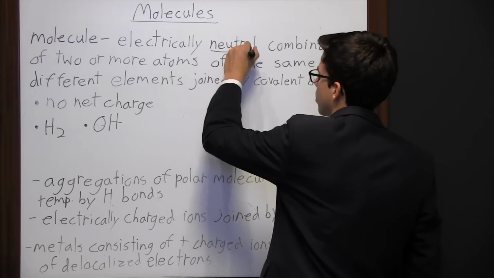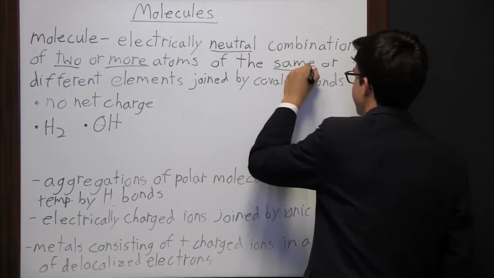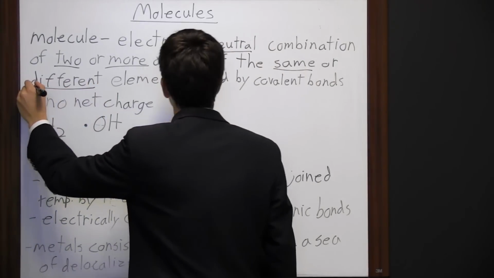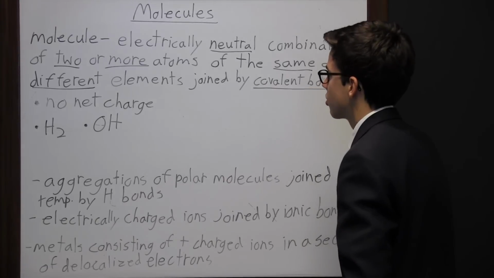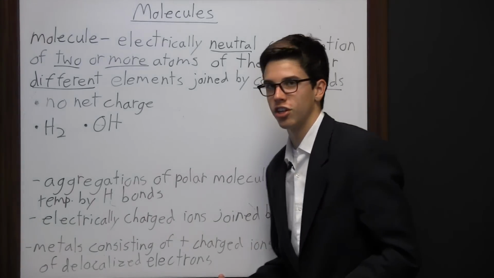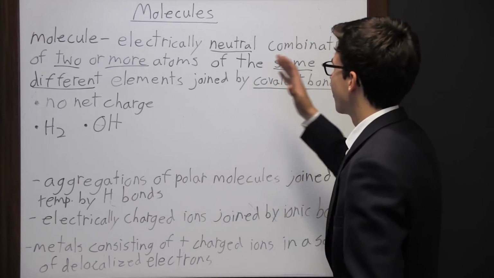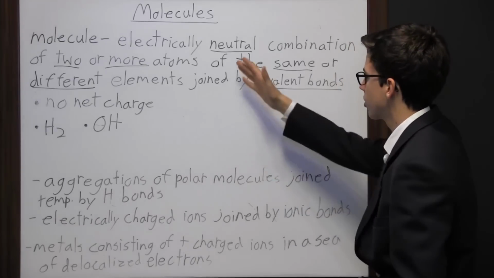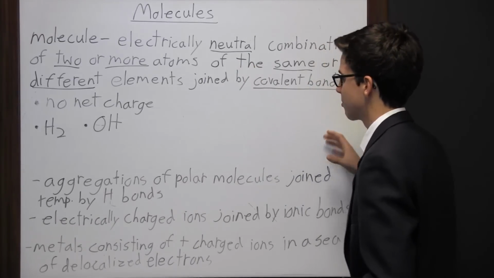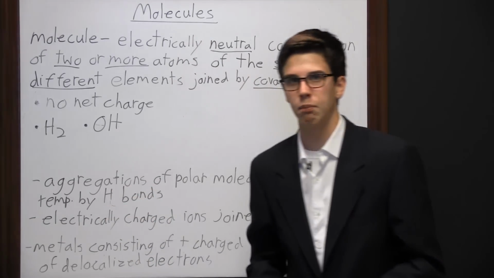They're neutral. There has to be two, but there can also be more. Same elements or different elements. And they have to be joined by covalent bonds. So generally, when you have a definition of something, it usually is maybe twofold. Here, there are lots of different criteria something has to meet in order to be a molecule. So you want to be able to remember all these so that you can see a substance, learn a little bit about it, and be able to identify if it is indeed a molecule.